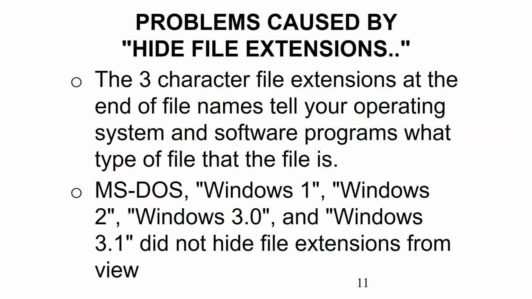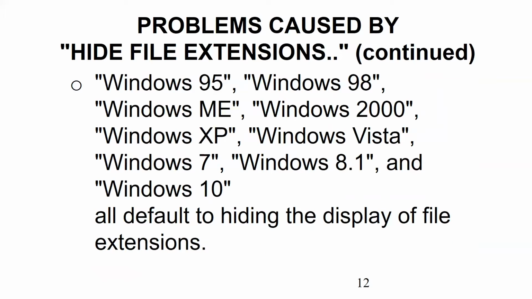Okay, when Microsoft stole DOS, it had a default of a 3-character file extension for every file in the system. Every file in DOS had a 3-character file extension in its name. It started with DOS when they stole it. And that continued on, and none of the earlier versions of Windows hid file extensions. By the time you got to Windows 95, by default, file extensions are hidden, and they've been hidden ever since.